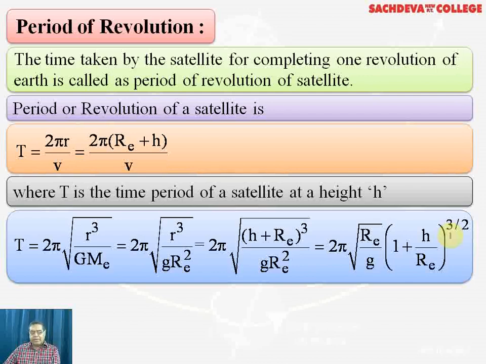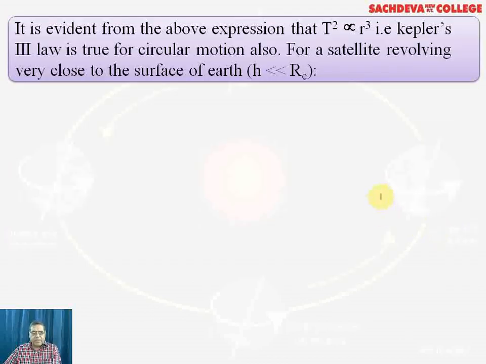We modify these by putting in some other results. It is evident from the above expression that T square is proportional to r cube, and that is the statement of Kepler's third law, which we have discussed in the earlier portion. So it is true for circular motion as well as for elliptical orbits.